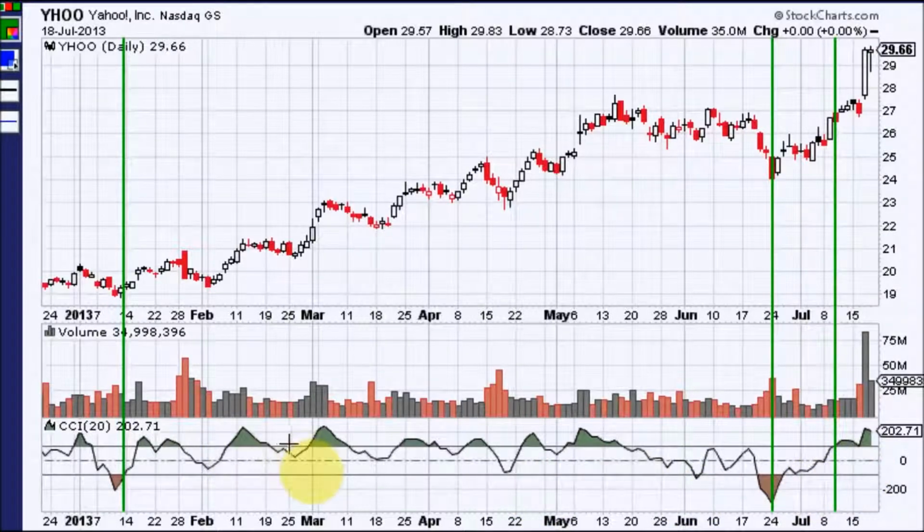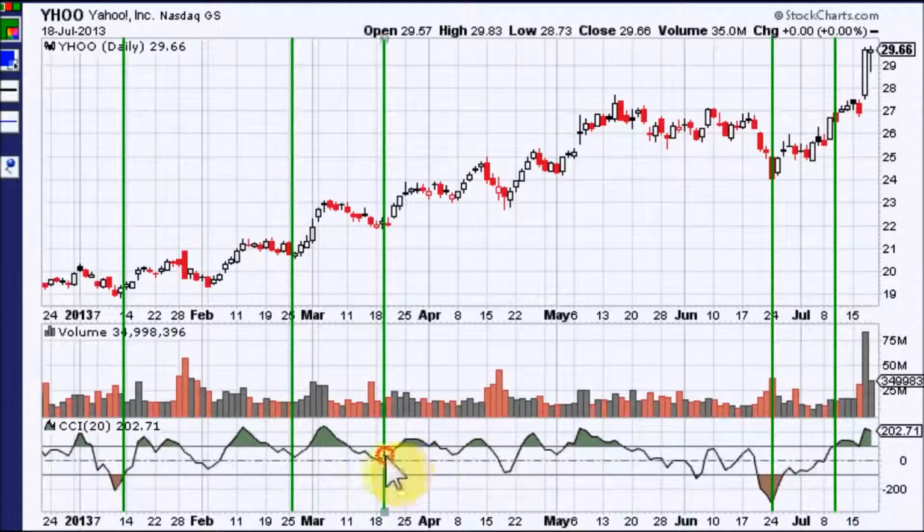Okay, the other really important thing is the 0 line. Every time it comes down and bounces off of the 0 line, like right there and right here and right here, that also means the stock is going to go up. It goes up here, it goes up there, it goes up on my buy signal crossing up through the minus 100 line.